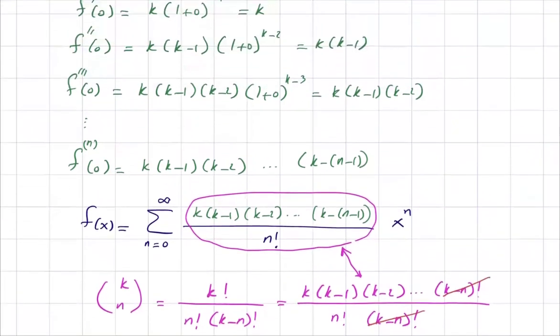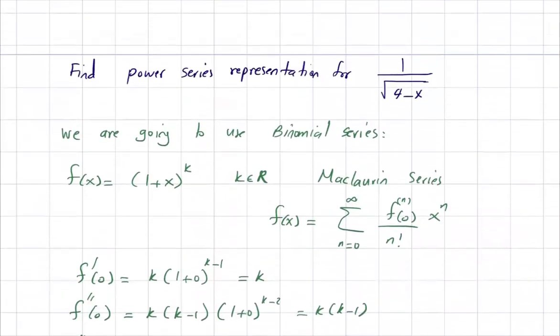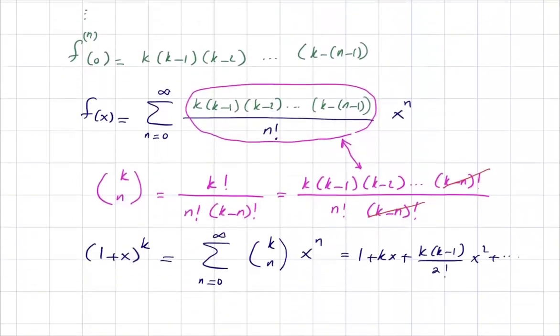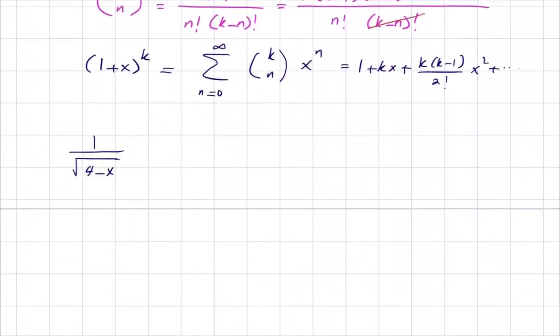So let us go back to the function that we have here. This is our function, 1 over the square root of 4 minus x. Okay, let us follow this. This can be written as 1 divided by 4 minus x to the power of a half, or 4 minus x to the power negative a half. Very good. So let us fit that here.